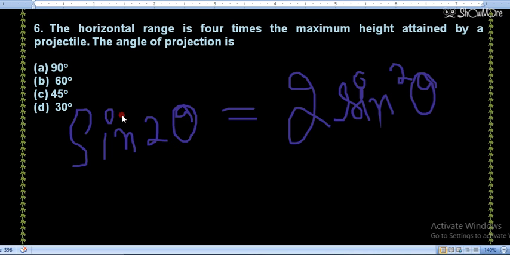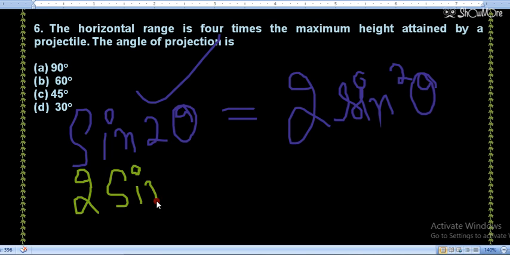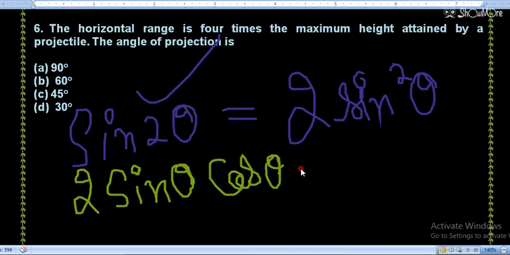Okay, now sine 2 theta, I have to open it. I have to put it as 2 sine theta cos theta, because we are getting nothing from here. So that's why I am opening sine 2 theta. So sine 2 theta is equal to 2 sine theta into cos theta. So this value will be equal to 2 sine square theta.